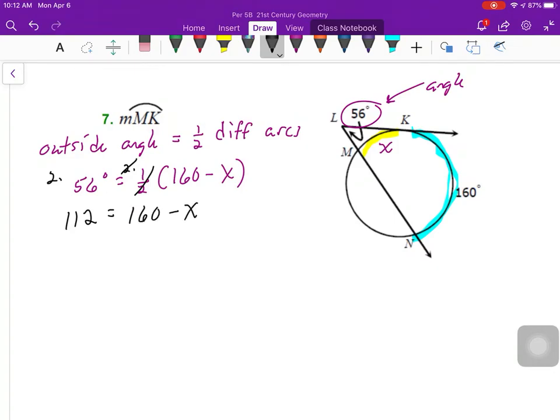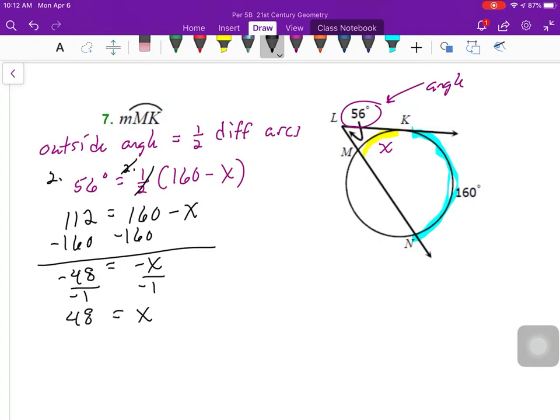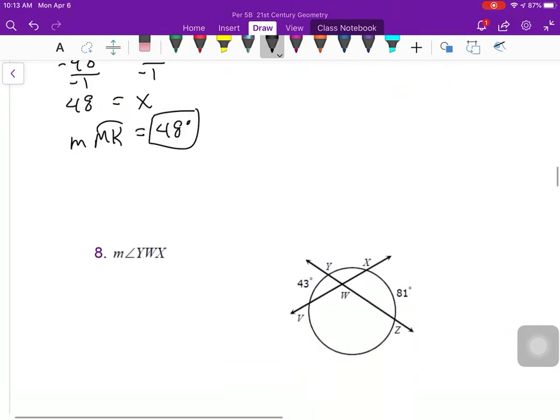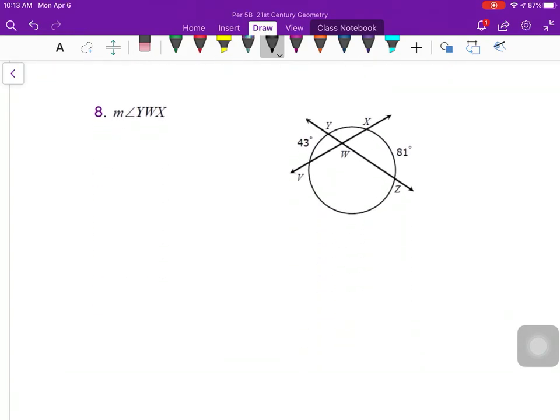Multiply by 2 on both sides. 2 times 56, 112. 160 minus x, subtract 160. Negative 48. Divide by negative 1. So the measure of arc M to K, 48 degrees. Hey, that's just like one we've done before. The next one.